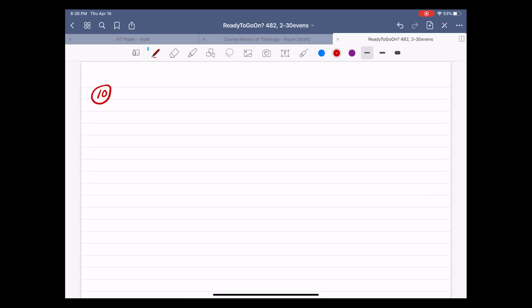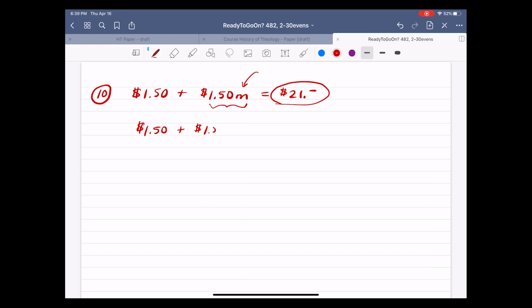A taxi service charges an initial fee of $1.50 plus $1.50 for every mile traveled. A taxi ride costs $21. How many miles did the taxi drive? So they want to know how many miles this person traveled in the taxi if their total bill was $21. So we have $1.50 for the initial setup fee plus $1.50 times every mile equals $21.